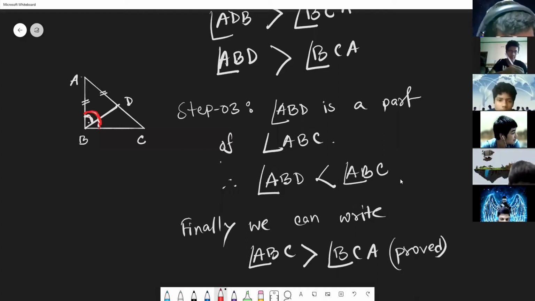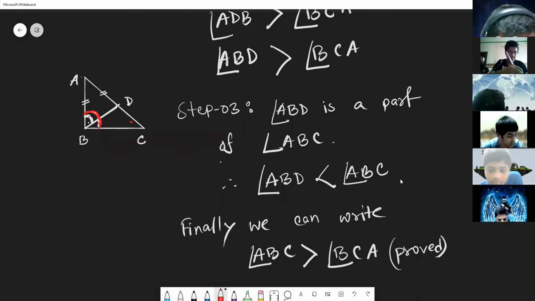That means this one is smaller than the red angle. So now, comparing the final part of the second step and this one, we can take the decision. This angle is greater than this angle. That means angle B is greater than angle C inside the triangle ABC.